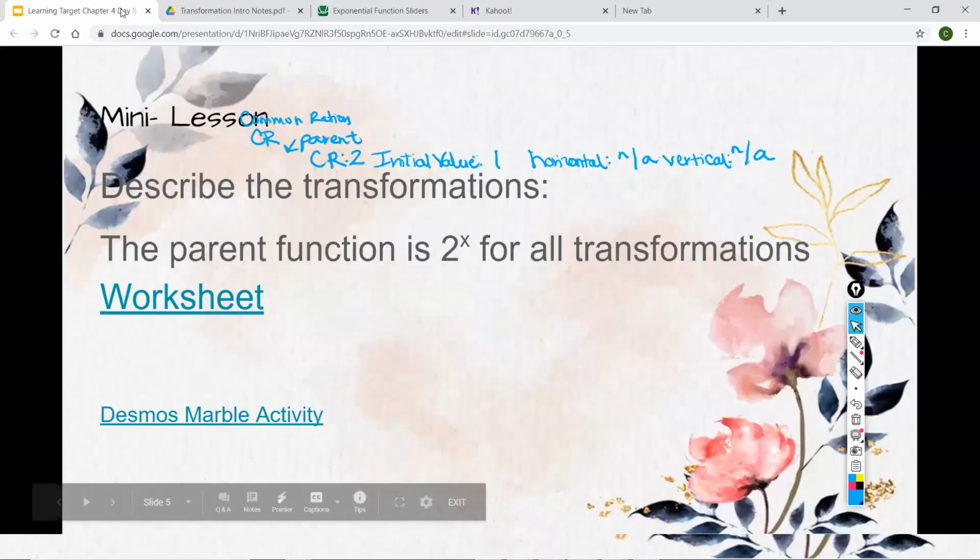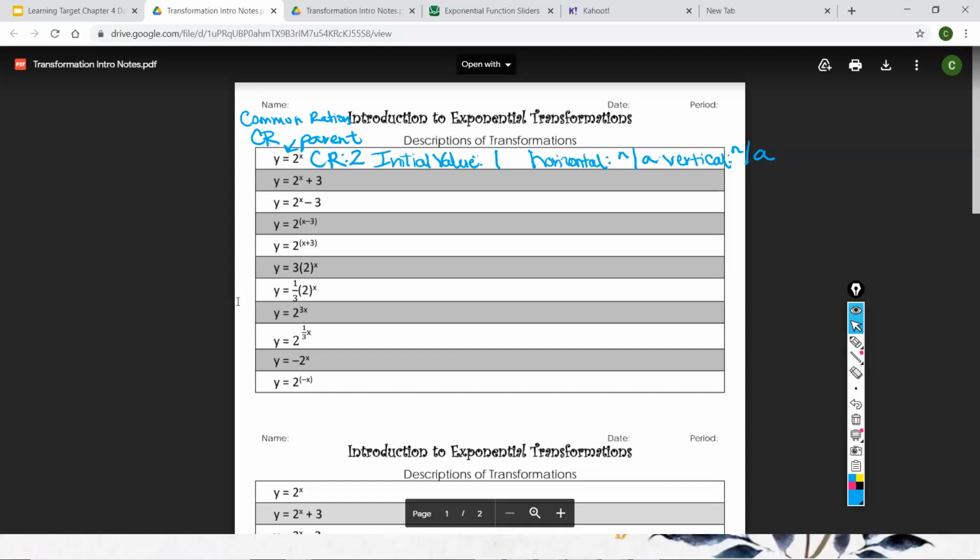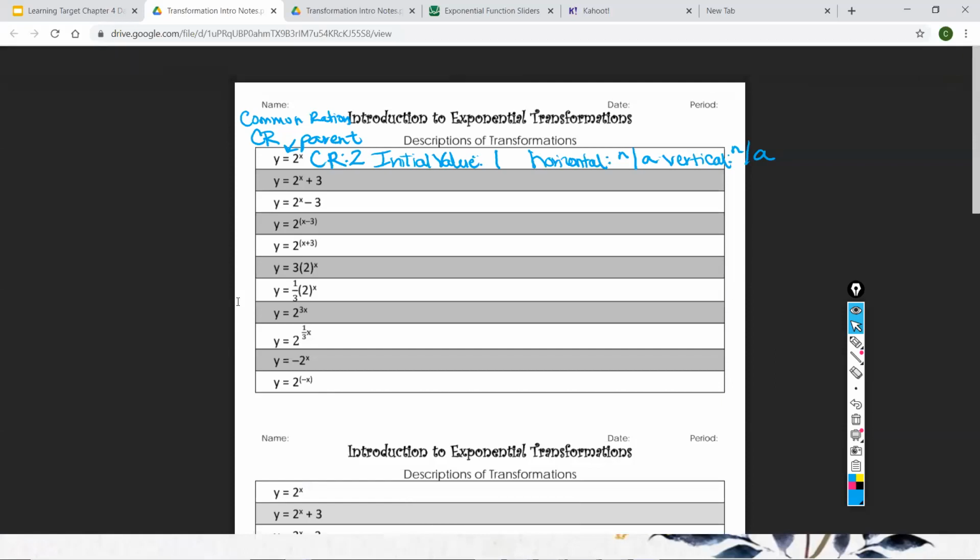Keep going. The horizontal stuff is attached to the X.